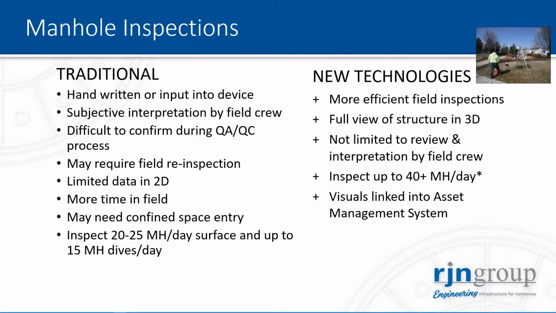Other considerations to highlight between the traditional and new technologies: traditional technology, again, is very subjective, with interpretation by the field crew. It's two-dimensional, as opposed to new technology that will capture a 3D view of the structure. On average, with traditional inspections, you can accomplish 20 to 25 surface inspections and 15 inspections by dive per day, whereas using the scanners, you can accomplish up to 40 manhole inspections and scans during a day.